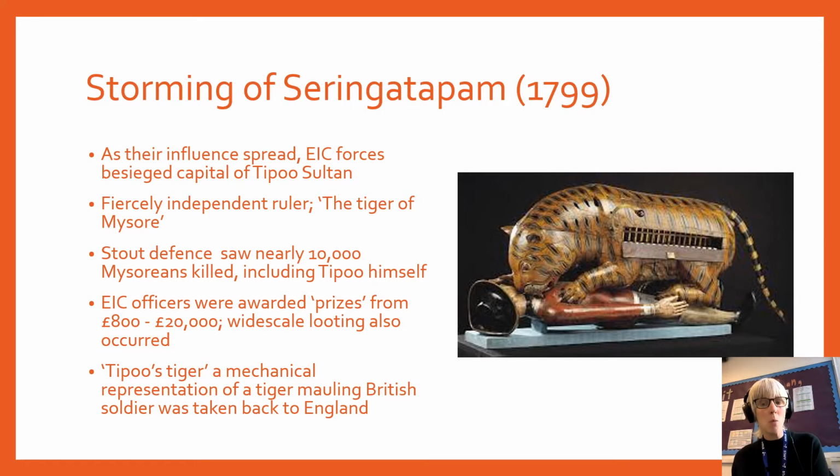These are enormous sums. And it gives you an idea of how much wealth was being transferred from India to Britain during this period. Wide-scale looting also occurred, which we see depicted in the prologue of The Moonstone. And one of the pieces of booty was this mechanical beast. And today, I think it's in the British Museum, might be in the Museum of London.